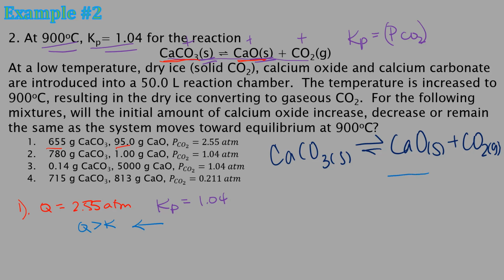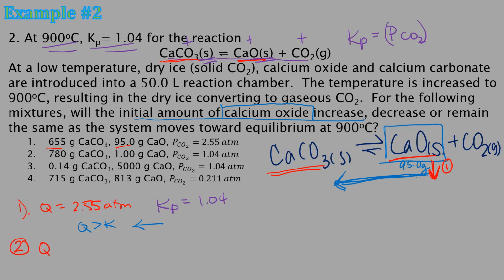And so if the reaction is shifting to the left, then that means, because it doesn't say which direction it shifts, it says, will the initial amount of calcium oxide increase. So calcium oxide, this one, is this, right? And if the reaction is going this way, and we have 95 grams of calcium oxide in here, then if it's going this direction, this amount is going to go down. So this is going to go down for number 1, because the reaction has to shift away from it. It has to make this, and the only way to make that is to use up some of this. All right, so let's look at number 2.